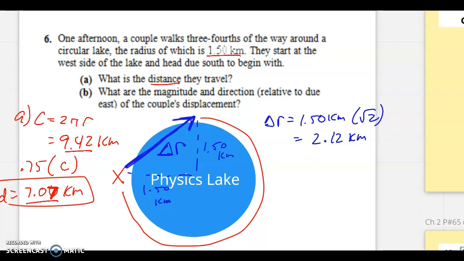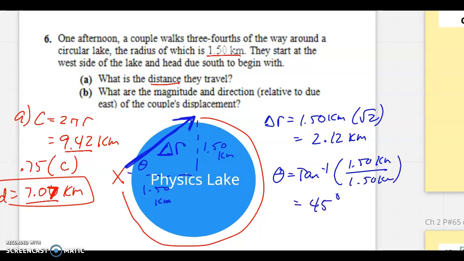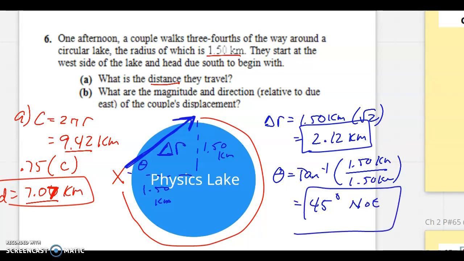Now, they also want the direction. So we need this angle right here. If you didn't calculate that, pause the video and try to calculate that. You're going to do an inverse tan of 1.5 kilometers over 1.5 kilometers, which is essentially 1. You'll see on your machine that that's 45 degrees, 45 degrees on the north side of east. So we have a magnitude part and we have a direction part.